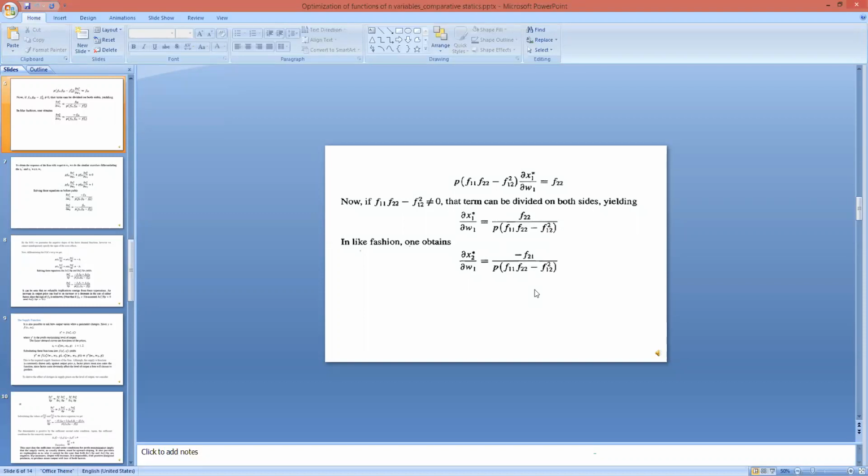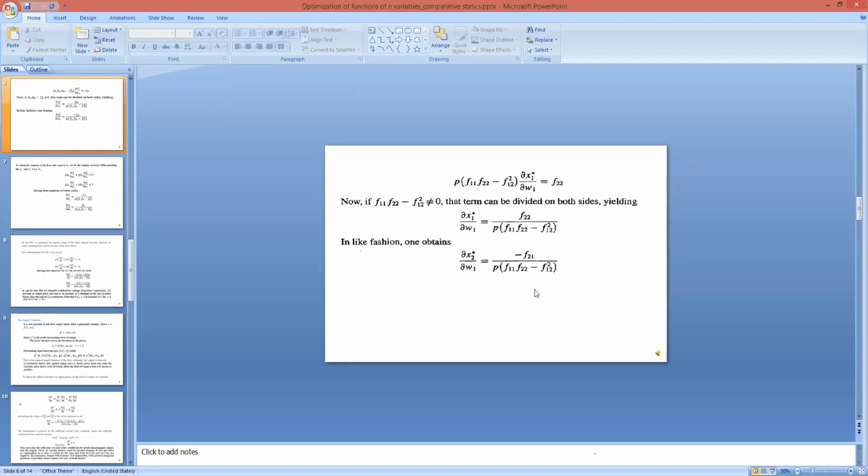So this is the objective of the comparative static. Starting from the maximum value function, we are plugging the value function into the first order conditions. Then we are taking the derivative of all first order conditions with respect to a single parameter at a time. Here, we are taking the derivative of all first order conditions at optimum with respect to w1, and from there we are getting del x1 star by del w1 and del x2 star by del w1.